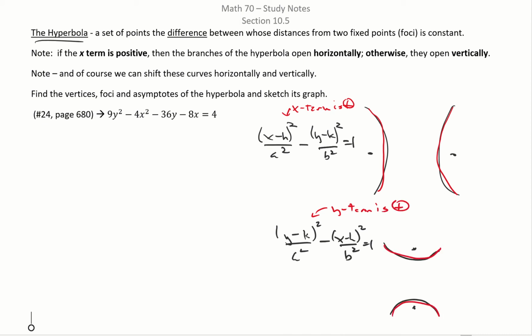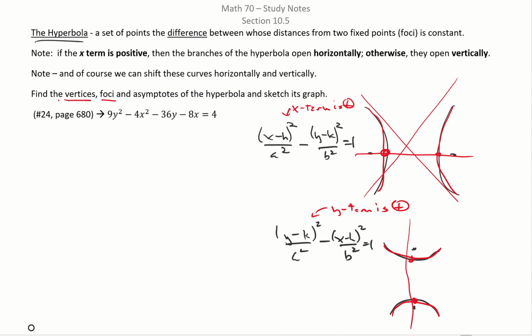Okay, so it's quite an elaborate curve to graph. There's a lot of pieces to it. You got the vertices, which are, by the way, the points on the curve that are along this axis of symmetry. There's two of them, and there's two foci, and there are even asymptotes, which are these lines that the curves follow. So we're going to find all that on this example.